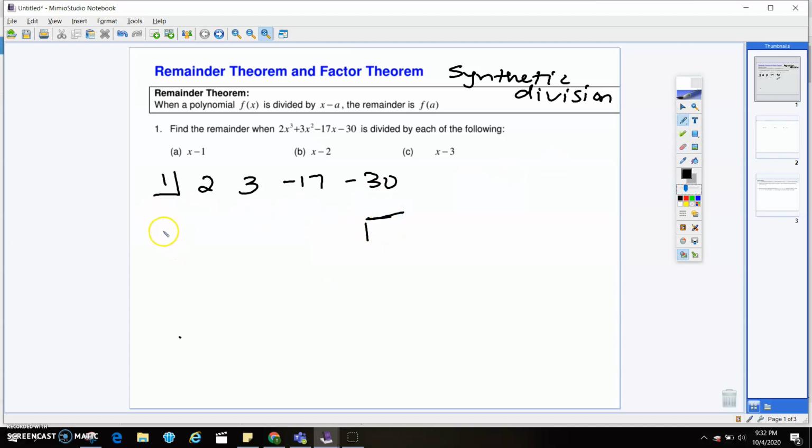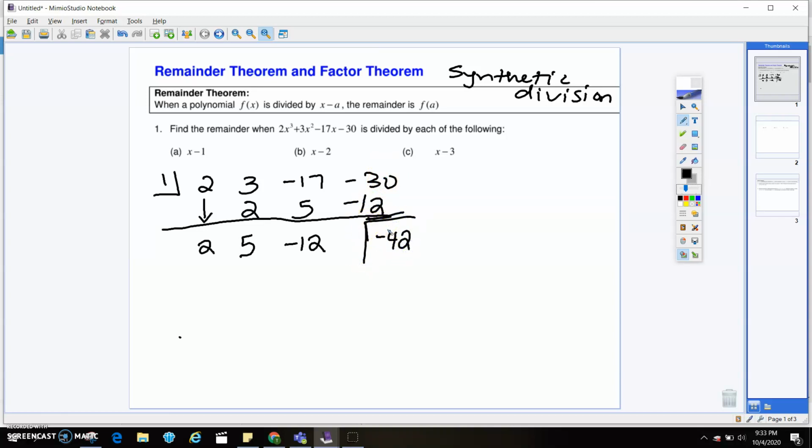All right, so when we do our synthetic division, we're going to bring down that first term, and then we're going to multiply this times this number right here, and that's going to give us 2. 3 plus 2 is going to give us 5. We're going to multiply 1 times 5. That's going to give us 5. Negative 17 plus 5 is going to give me negative 12. 1 times negative 12 is going to give us negative 12. Add them together, that's going to give us negative 42.